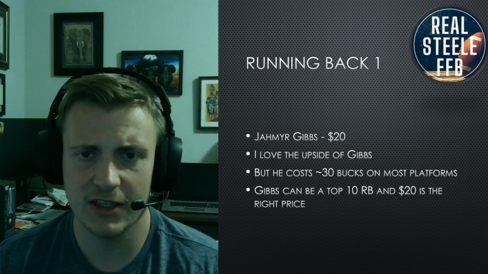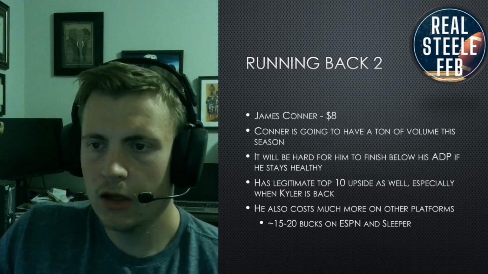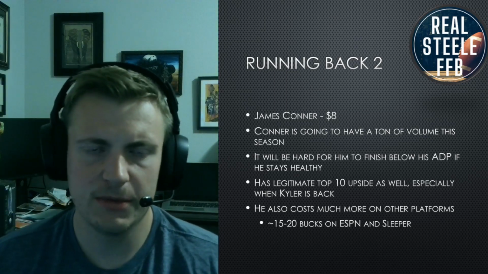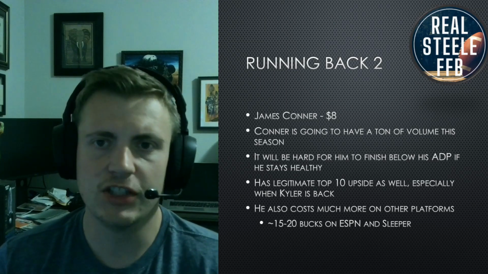So Jahmyr Gibbs comes in as our RB1 here at $20, and it's going to allow us to really build out a better roster later. Moving on to our running back two here, James Conner seems to be the most sensible option. He comes in with a very low $8 price tag. He's just going to have a ton of volume this season.